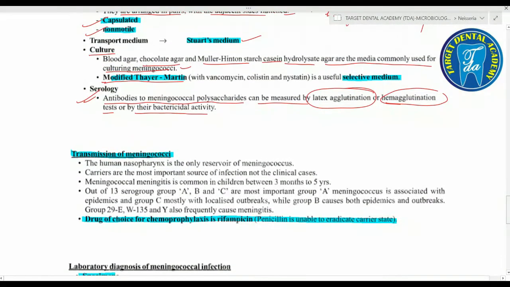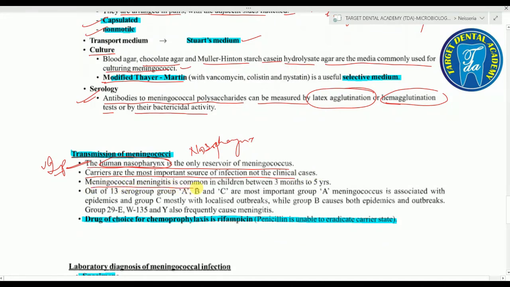Now coming on to the transmission of the meningococci. So the human nasopharynx is the only reservoir of the meningococci. Very important. Human nasopharynx. So the carriers are the most important source of the infection.